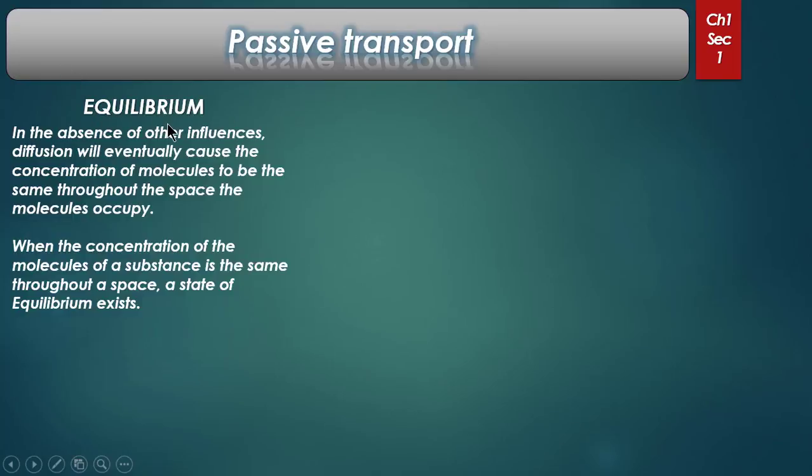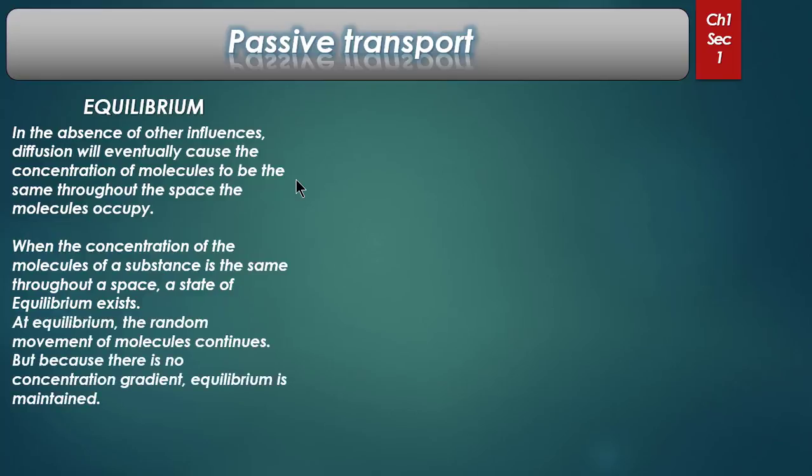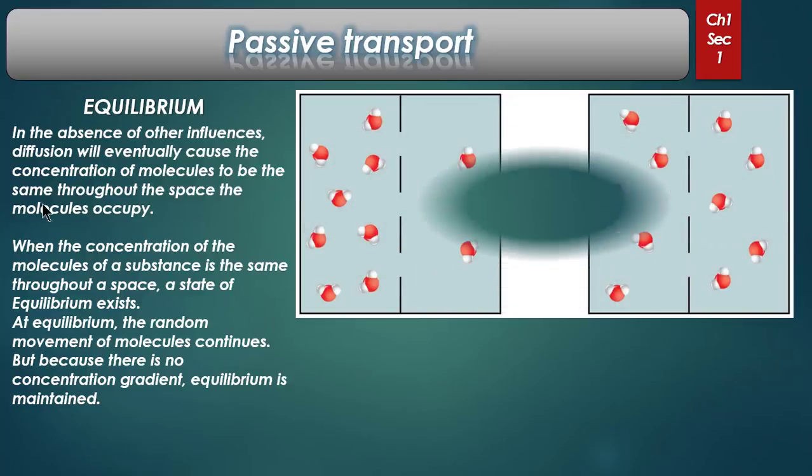In the absence of other influences, diffusion will eventually cause the concentration of molecules to be the same throughout the space the molecules occupy. When the concentration of molecules of a substance is the same throughout the space, a state of equilibrium exists. At equilibrium, the random movement of molecules continues, but because there is no concentration gradient, equilibrium is maintained. So what does this mean?